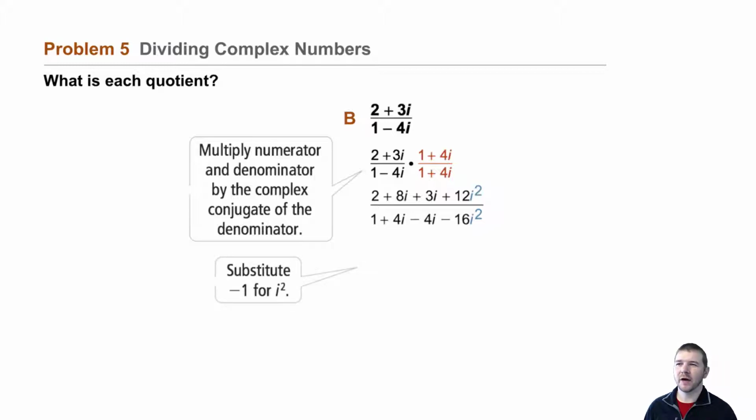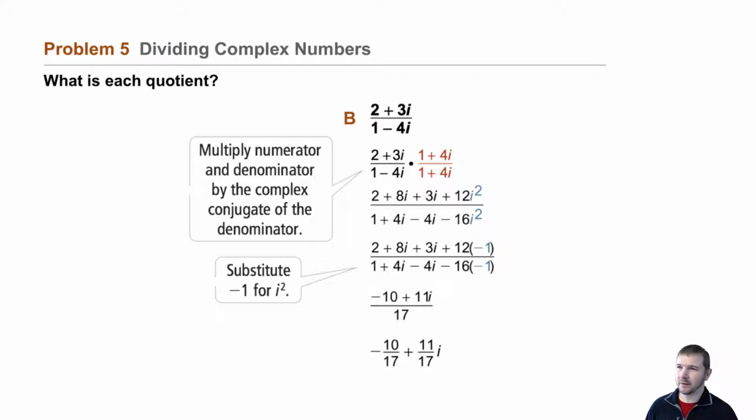Substituting -1 for i squared, this is 2 plus 8i plus 3i plus 12 times -1 over 1 plus 4i minus 4i minus 16 times -1, and that's -10 plus 11i over 17, or to write the complex number in standard form, -10 over 17, the real part, plus 11/17 i, the imaginary part.